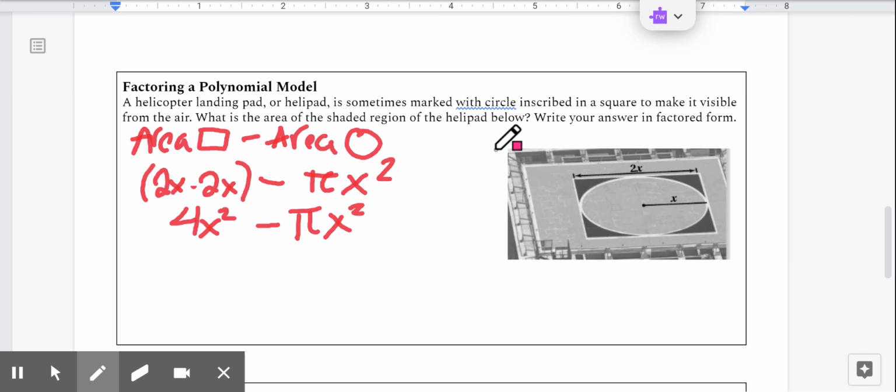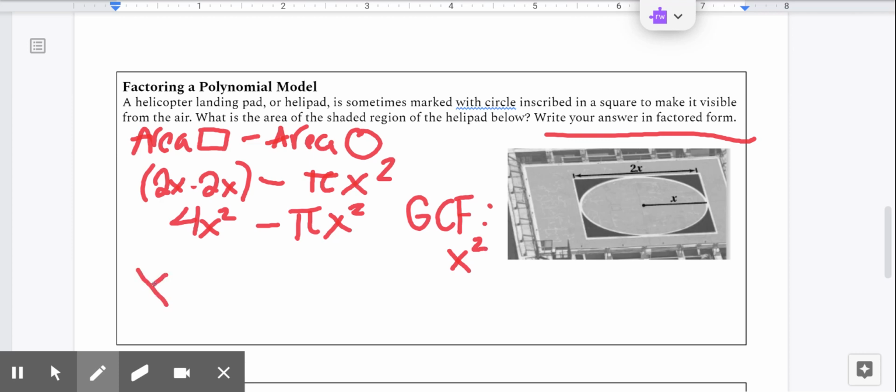And if our last step is writing our answer in factored form, that means we need to find the greatest common factor between our two terms, between 4x squared and pi x squared. And I don't think we really even need to list out our factors here. I think that you guys know your factors of 4 are 2 and 2. And pi is a prime number. The only factors of pi are 1 and pi. So the only thing that these two have in common then is those x squareds. So the GCF is going to have to be x squared. That's the only thing that they have in common. So that's what I'm factoring out.